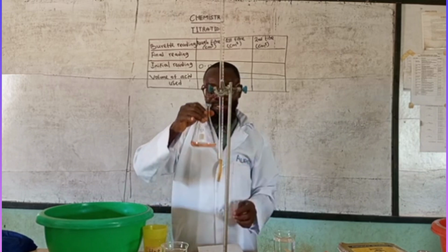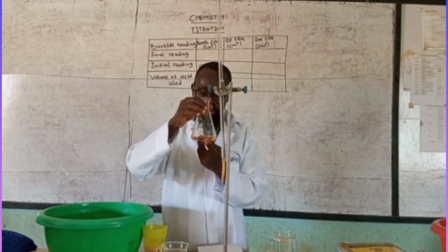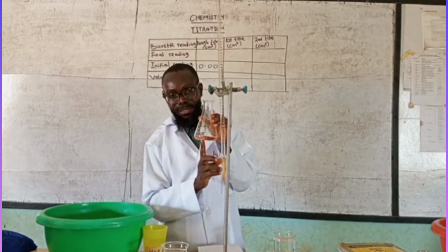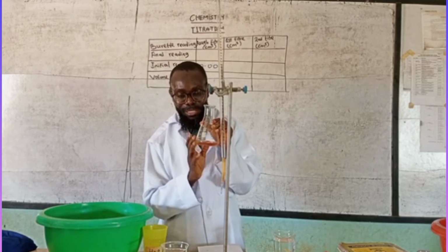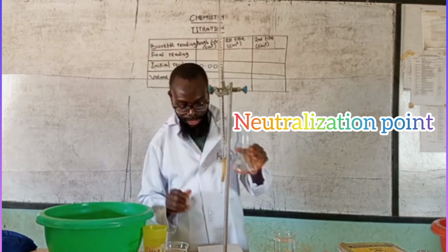So this is the endpoint. You can see it has changed to pink color. So at this point, neutralization has taken place. That is the end point or neutralization point, or what we call the end point.